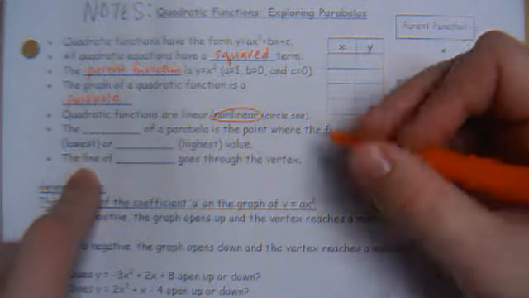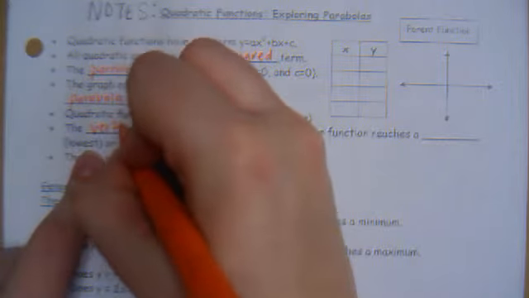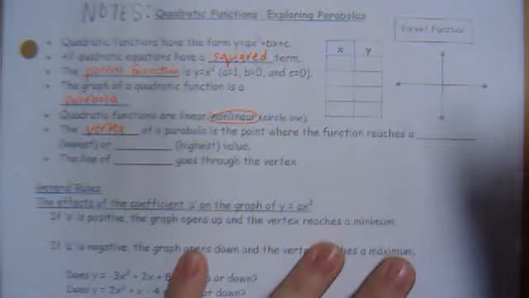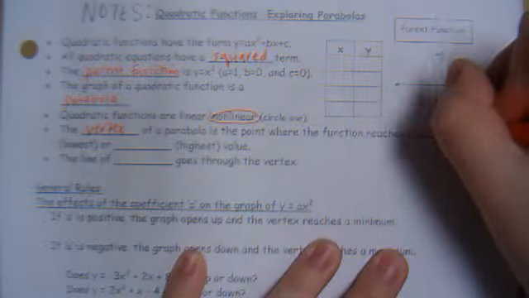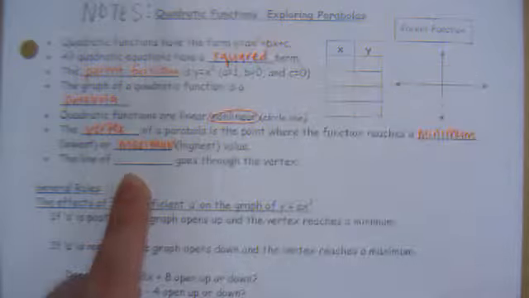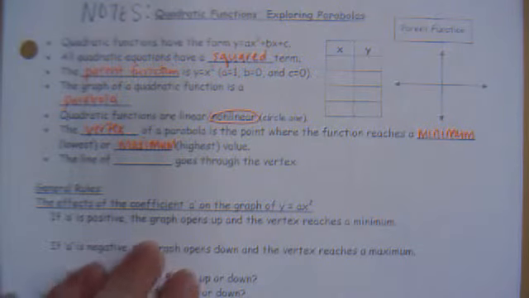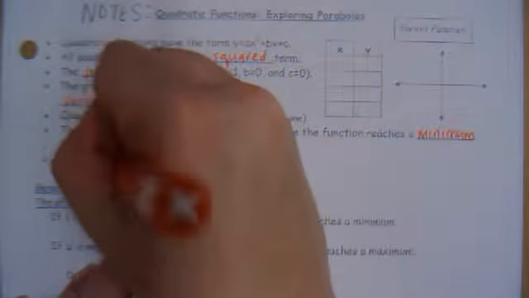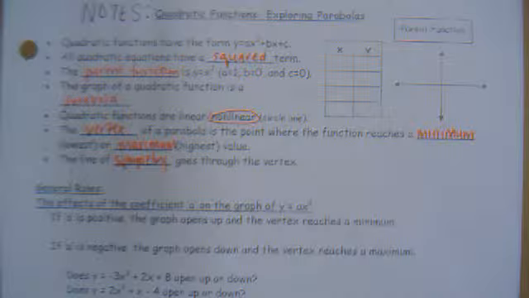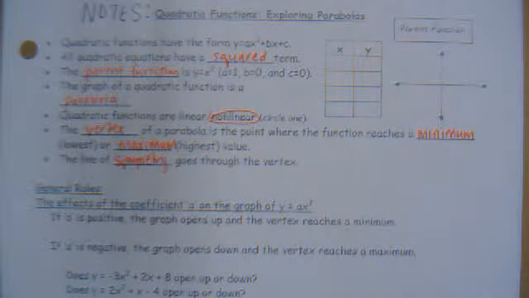The vertex of a parabola is a point where the function reaches a minimum, or the lowest, or a maximum, so the highest value. The line of symmetry, so that means your graph is going to be symmetrical, goes through your vertex.